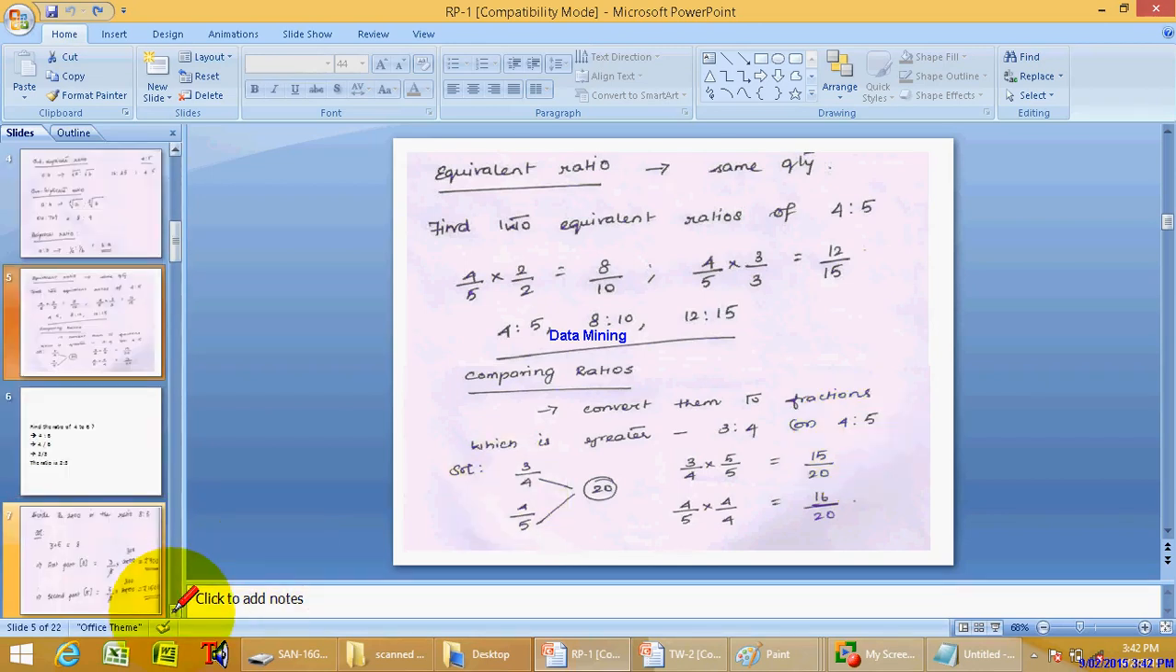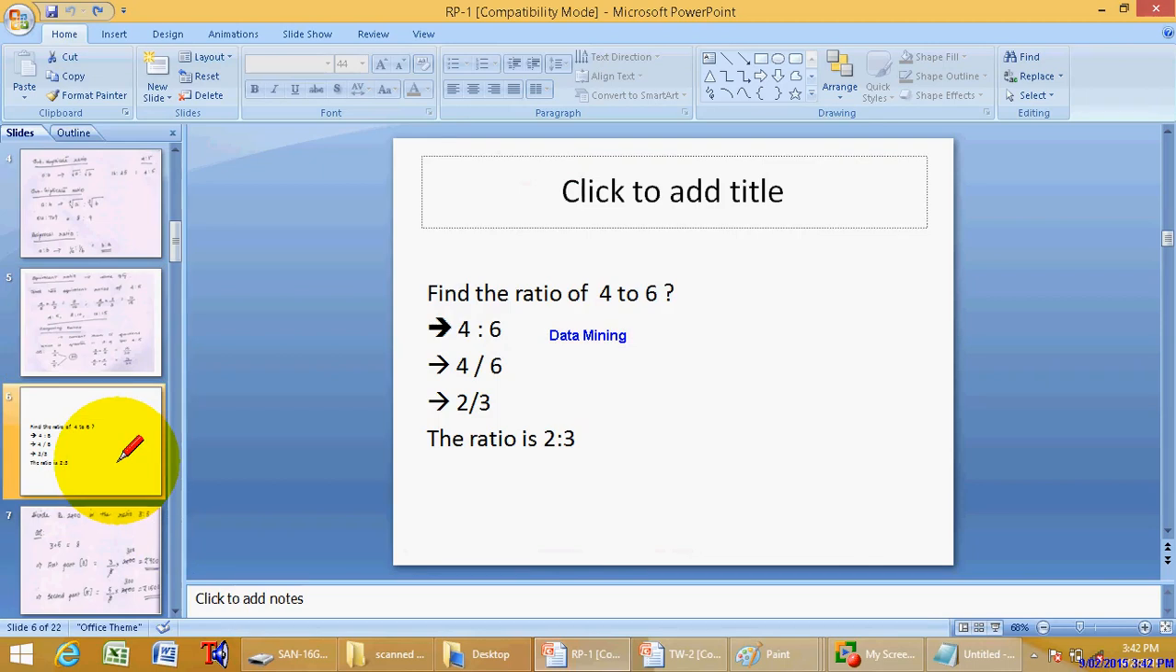Clear? Okay. And a very simple problem. See, this is very easy or easier to solve. Find the ratio of 4:6. It is nothing but the ratio of 4:6. You can write it as 4:6 or 4 by 6. In other words, it can be written as 4 by 6.